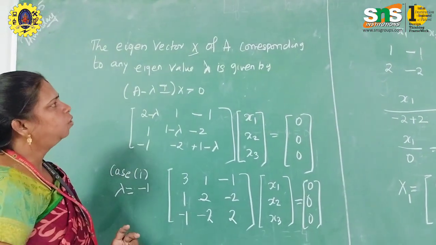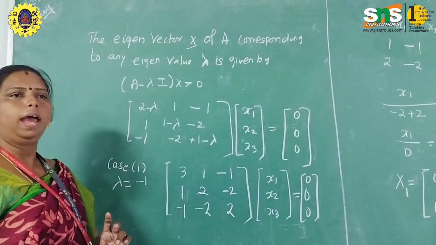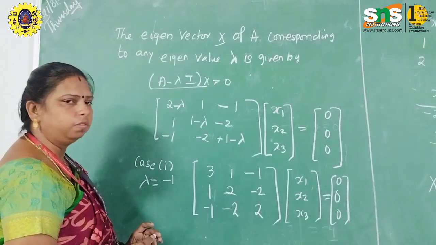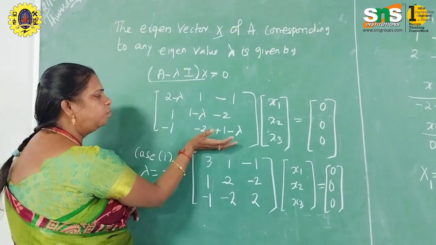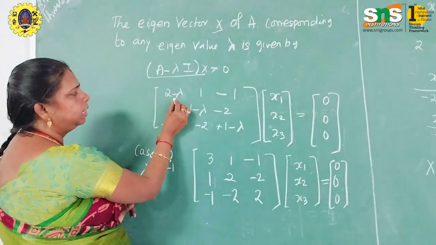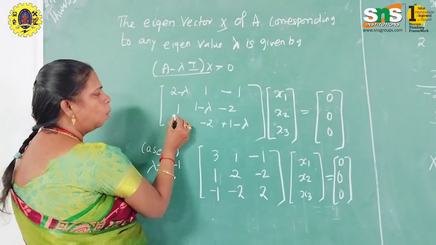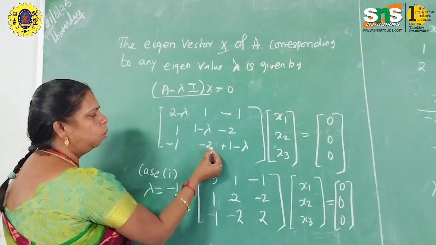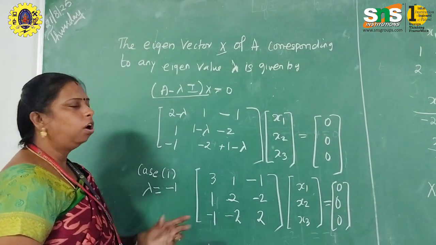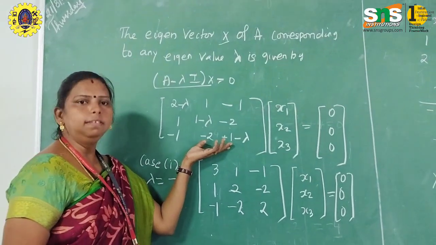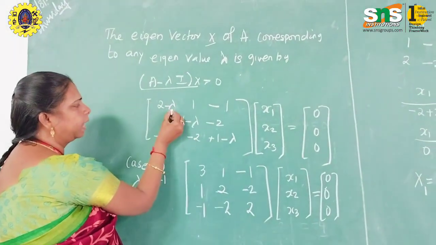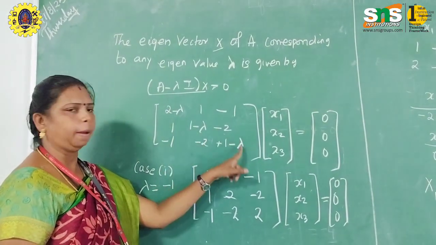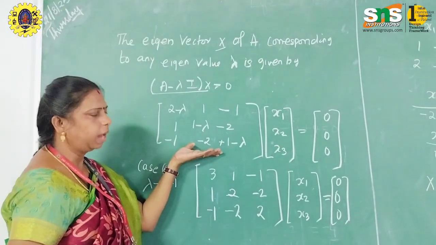So the eigenvector X of A corresponding to the eigenvalue lambda is given by the equation (A minus lambda I) into X equal to 0. The general form for the given matrix is 2 minus lambda, 1, minus 1; 1, 1 minus lambda, minus 2; minus 1, minus 2, 1 minus lambda. What I have done here is that in the diagonal of the given matrix, we just subtract lambda. Whatever the given matrix is, in the diagonal just add minus lambda. So this is our A minus lambda I.